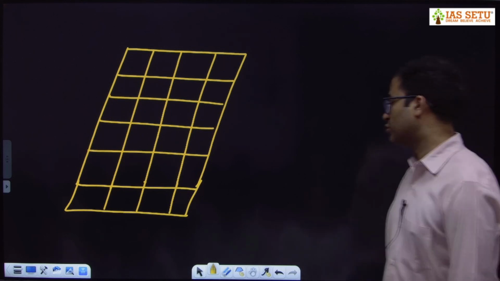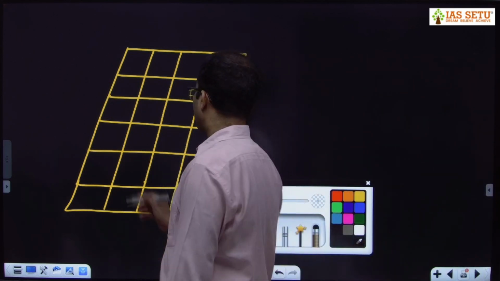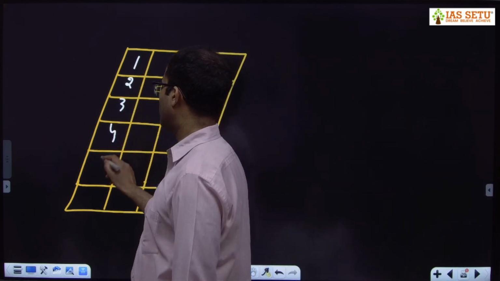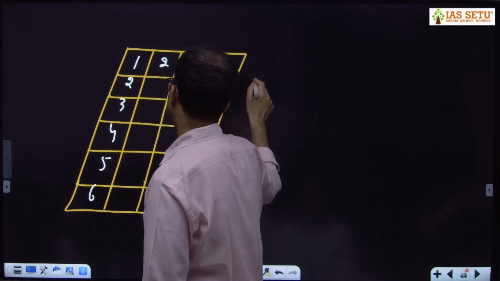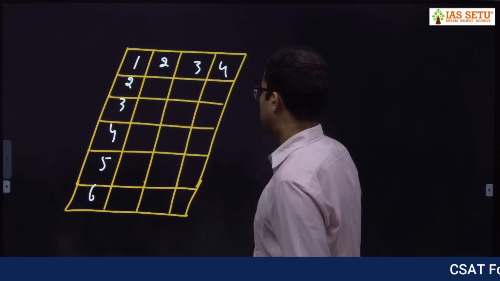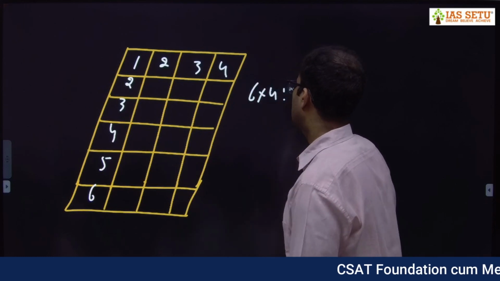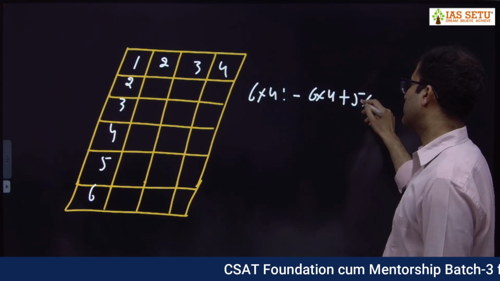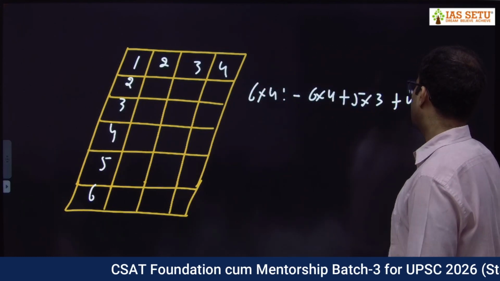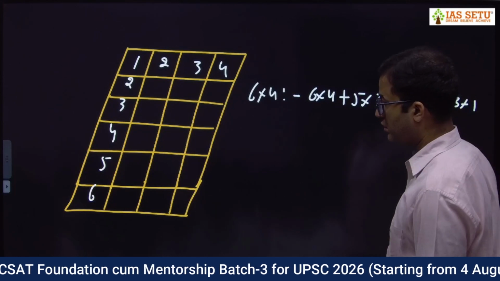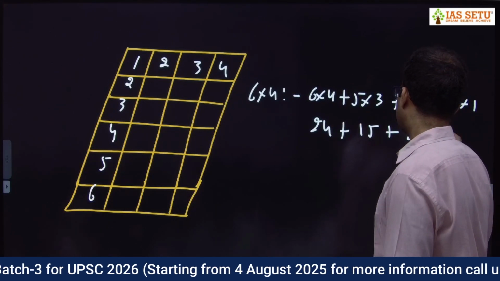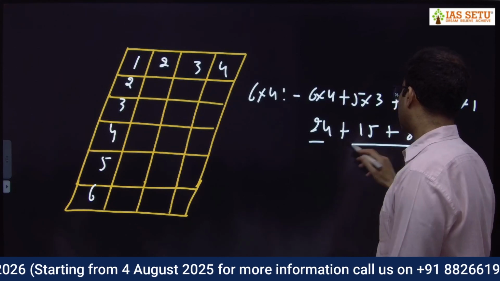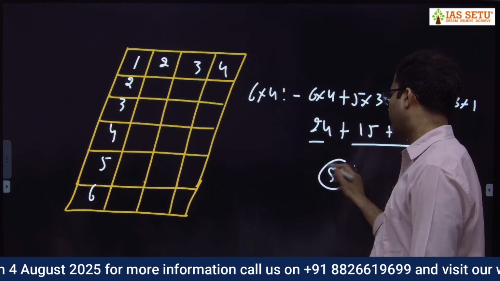And what is your answer? 1 2 3 4 5 6, I had changed it, 6/4. So it is 6 into 4 plus 5 into 3 plus 4 into 2, 3 into 1. So it is 24 plus 15 plus 8 plus 3. So here 24 plus 26, we got 50.